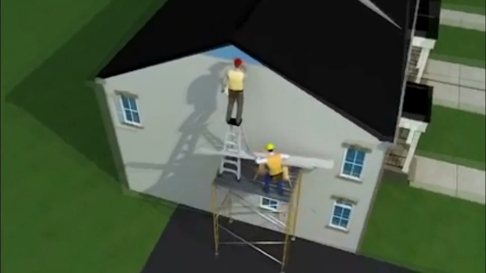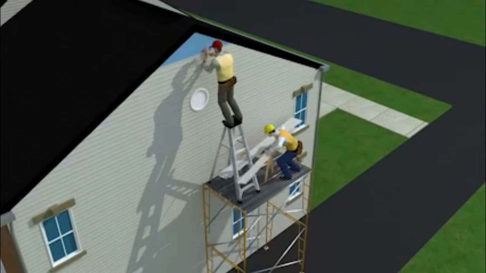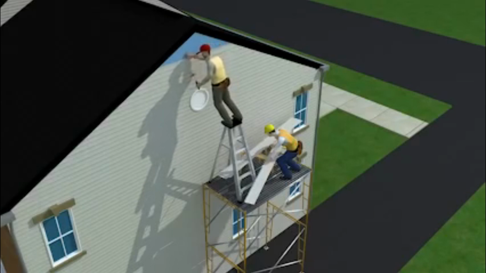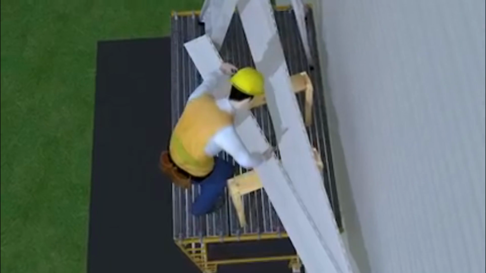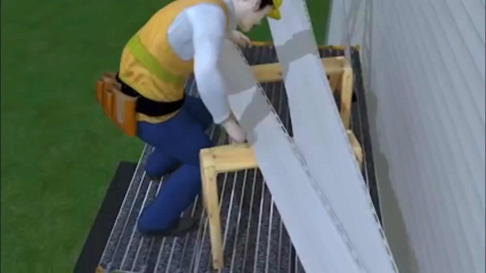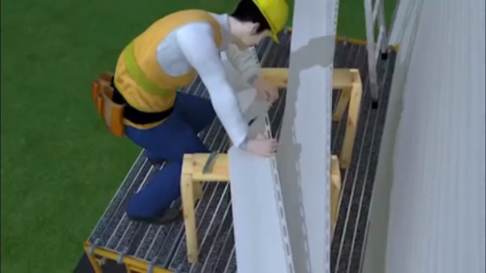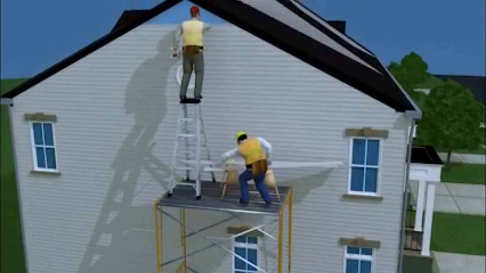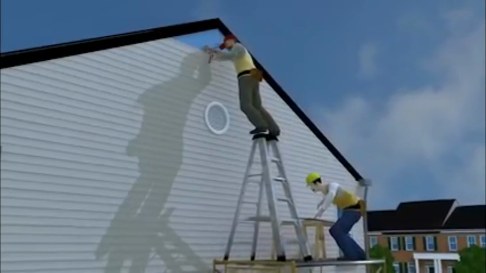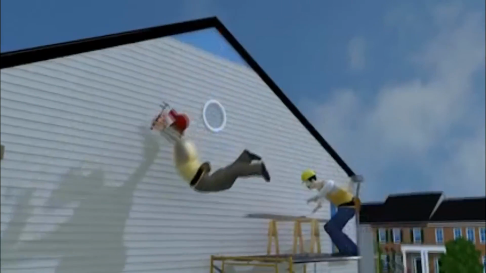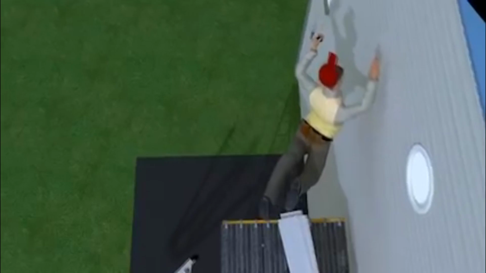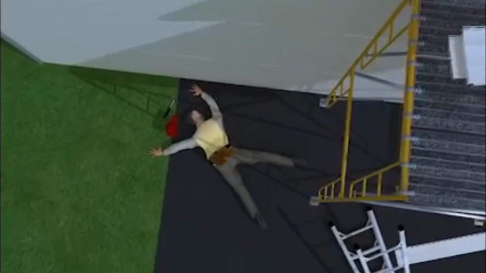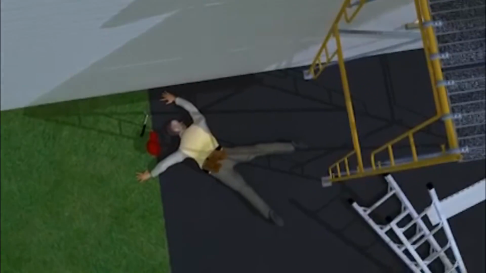A worker was installing vinyl siding on a 2-story townhome. He was standing on a ladder that was placed on top of a scaffold. A coworker was on the scaffold cutting pieces of siding. The scaffold had no guardrails. The workers were not wearing any fall protection. While standing on the top step of the ladder, the worker putting up siding overreached to one side and the ladder overturned. He fell nearly 20 feet and landed on the driveway below. He died later that day from injuries caused by the fall.